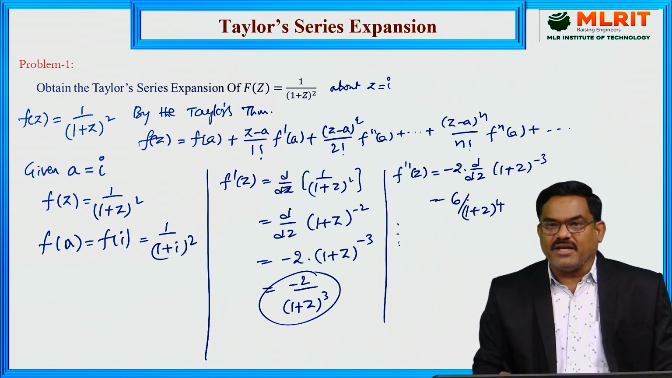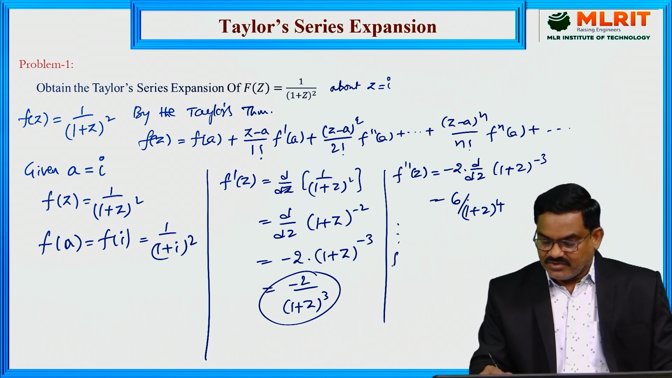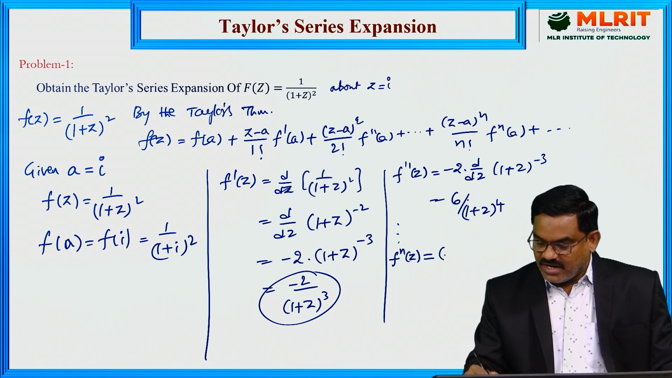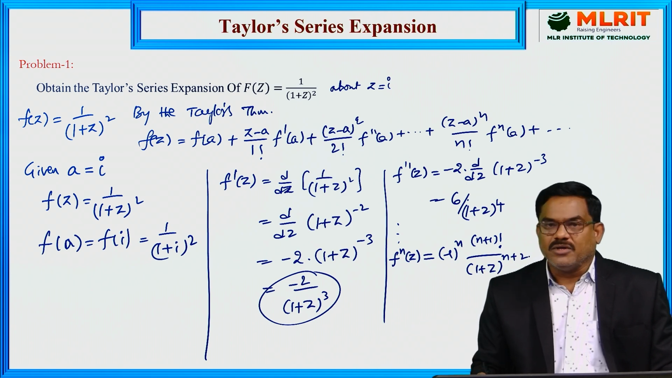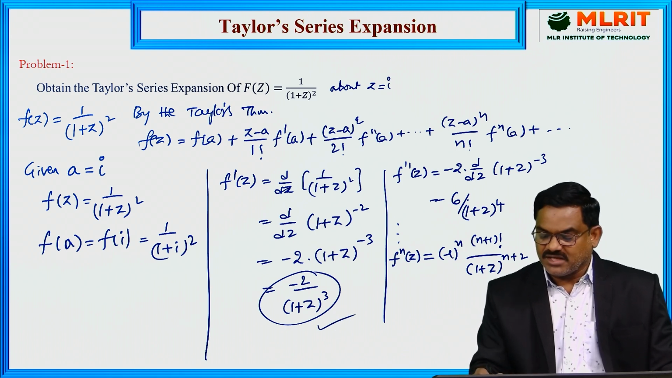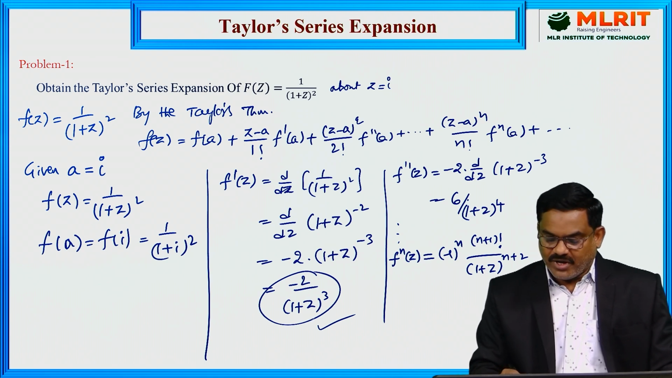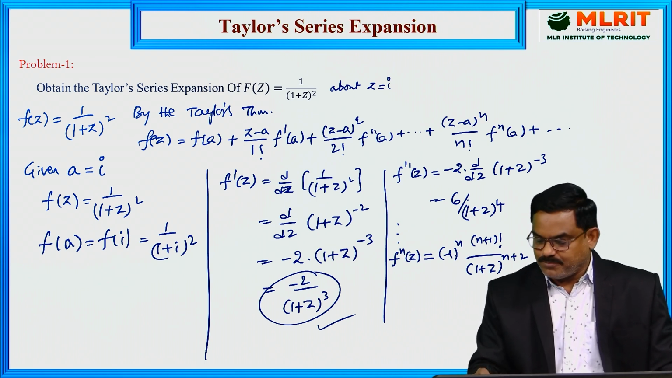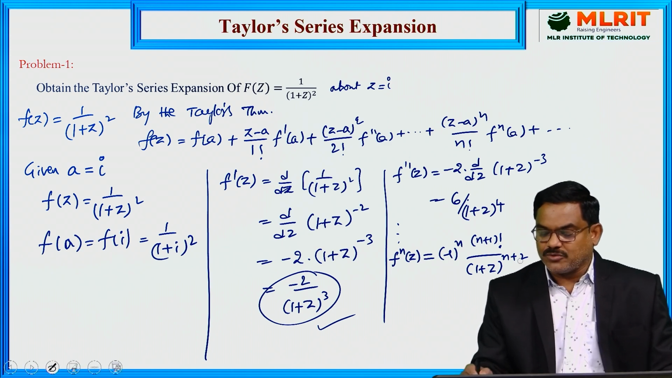Similarly, we can find the remaining derivatives and the general nth term. So the nth derivative f power n of z is minus 1 power n, n plus 1 factorial by 1 plus z power n plus 2. Now, by substituting n equal to 1, we get minus sign, 2 factorial, which is 2 by 1 plus z whole power 3. Now put n equal to 2. This becomes positive sign, and 3 factorial is 6, and 1 plus z power 2 plus 2 is 4.